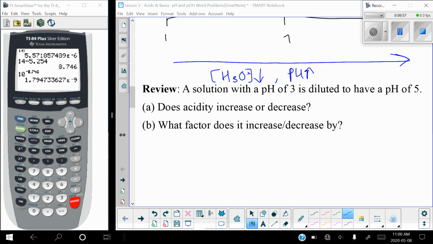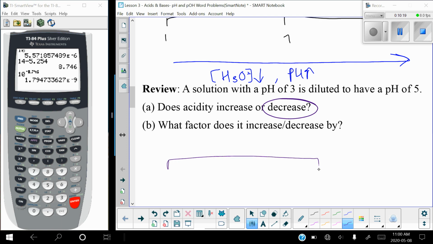Okay, last review question here. A solution with a pH of 3 is diluted to have a pH of 5. Does acidity increase or decrease? Well, if we're diluting an acid, that means it's becoming less acidic. So in this situation, it's decreasing. By what factor does it decrease?